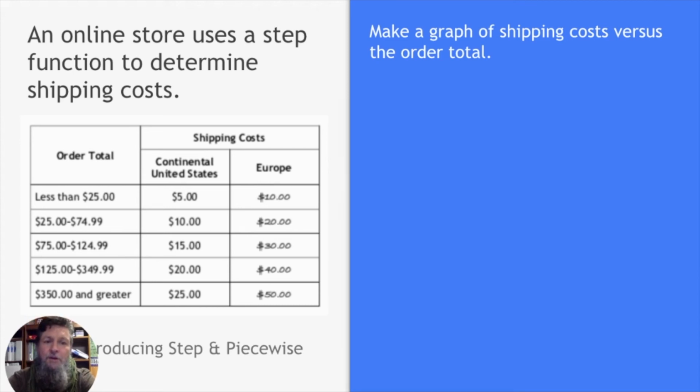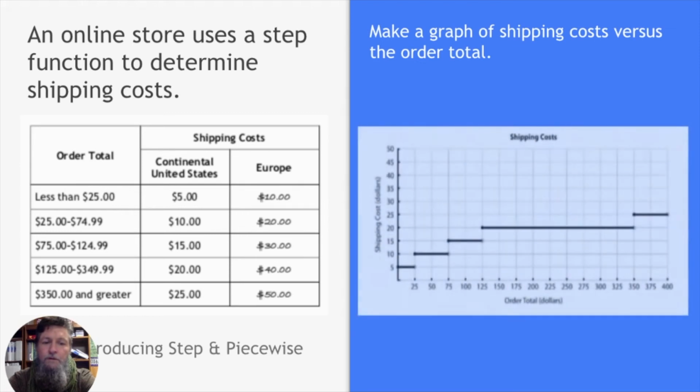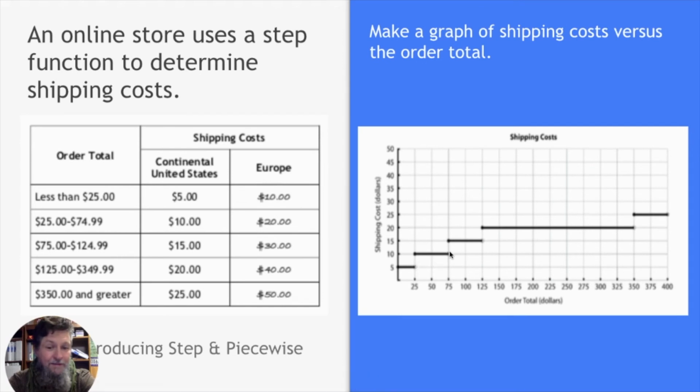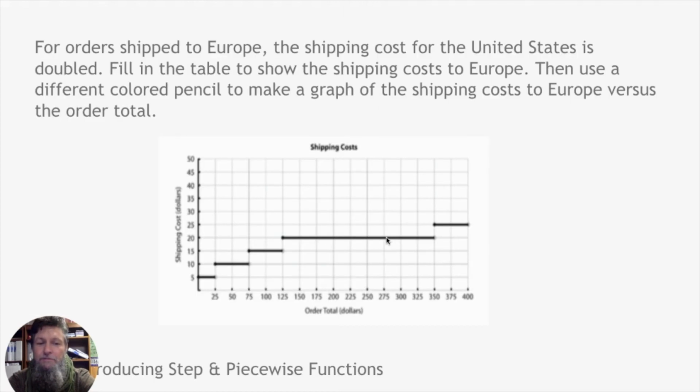Make a graph of the shipping cost versus the order total. And it looks very similar, doesn't it? Notice it has open circles at the end because the plain dollar amount actually starts the new step in the function. For orders shipped to Europe, the shipping cost is double the United States. Fill in the table to show the shipping cost to Europe.